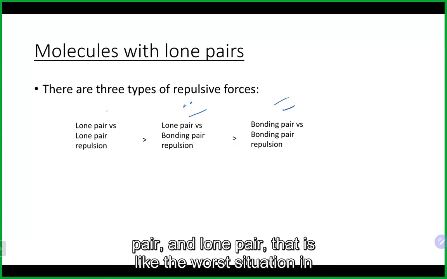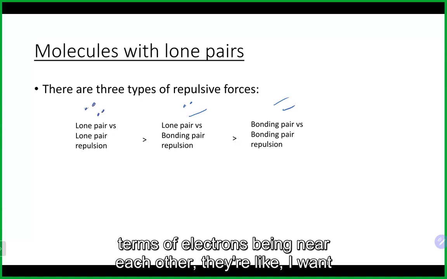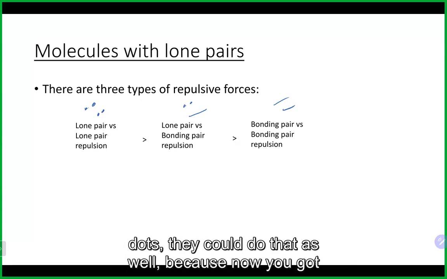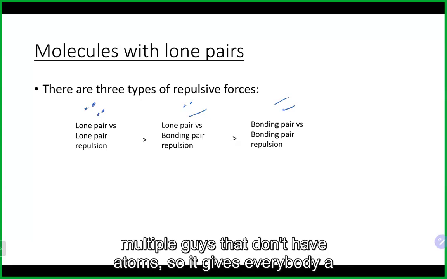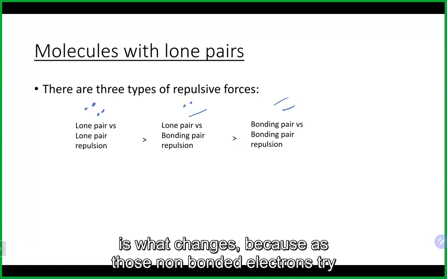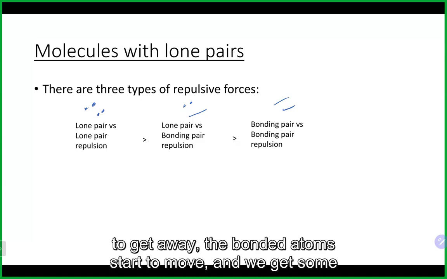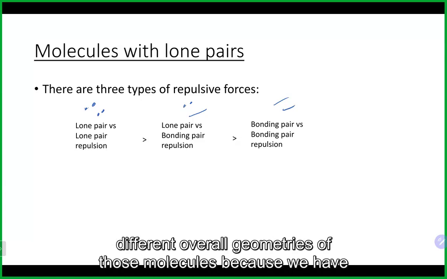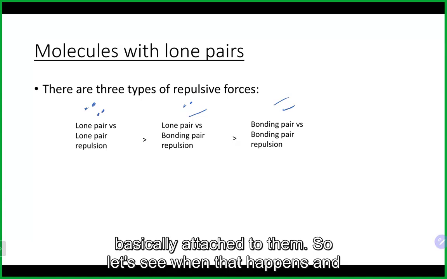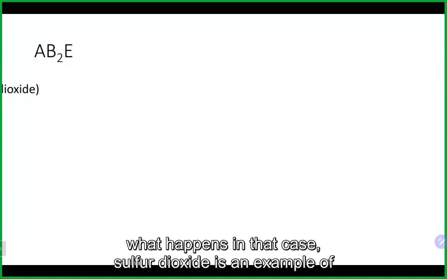Now, when you get to lone pair and lone pair, that is like the worst situation in terms of electrons being near each other. They're like, I want to get as far away as possible from you. When you have dots near dots, they could do that as well, because now you've got multiple guys that don't have atoms, so it gives everybody a little bit more room. This is why the molecular geometry name is what changes, because as those non-bonding electrons try to get away, the bonded atoms start to move, and we get some different overall geometries of those molecules, because we have a little bit more space because not everybody has an atom basically attached to them. So let's see when that happens and what happens in that case.